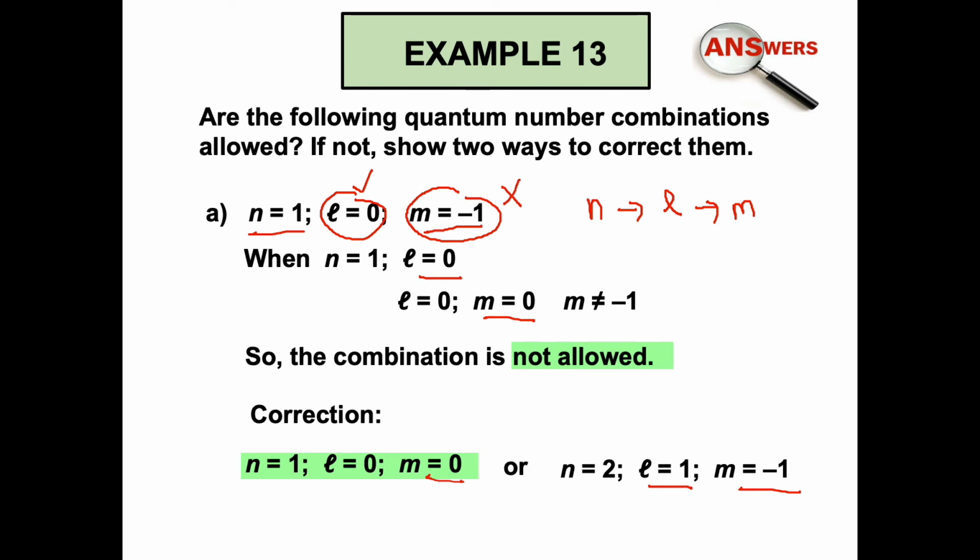In this case, I have chosen L equal to 1. And since L is equal to 1, N must be any number bigger than 1. Therefore, I have chosen N is equal to 2. So this is the second way to correct the combination. So let's see the next combination.